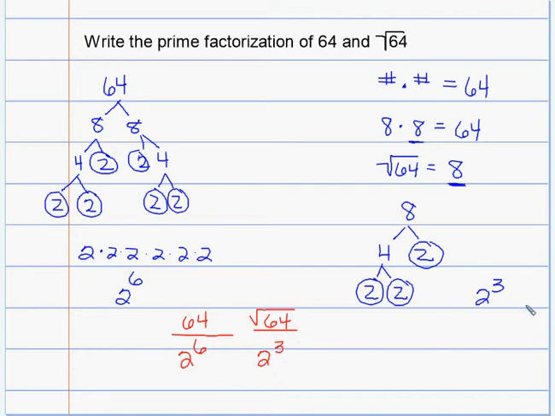Do you see any similarity between the prime factorization of 64 and the prime factorization of the square root of 64? Hopefully you can tell that the bases are the same. So the bases are the same.